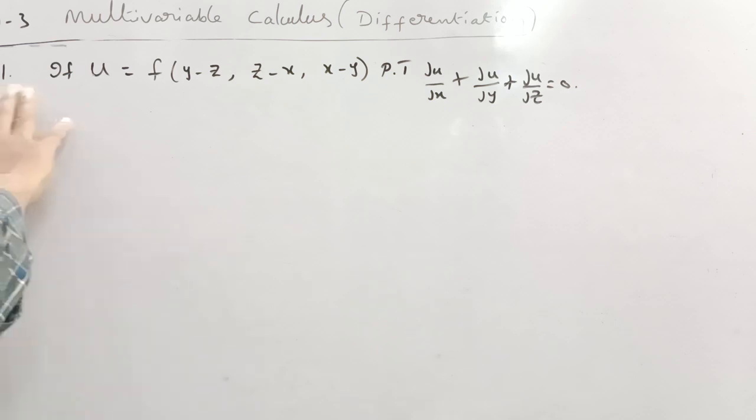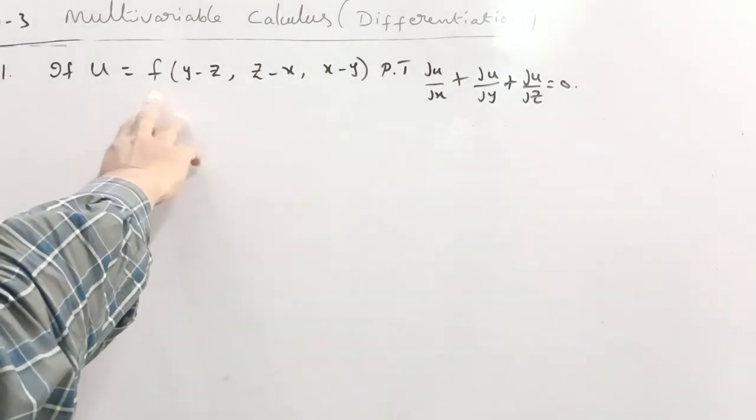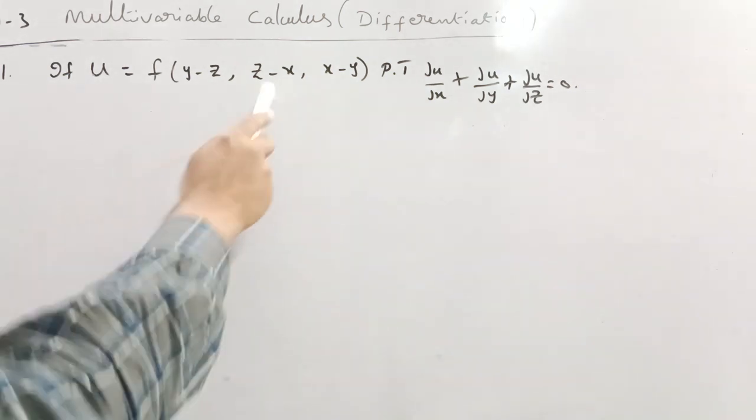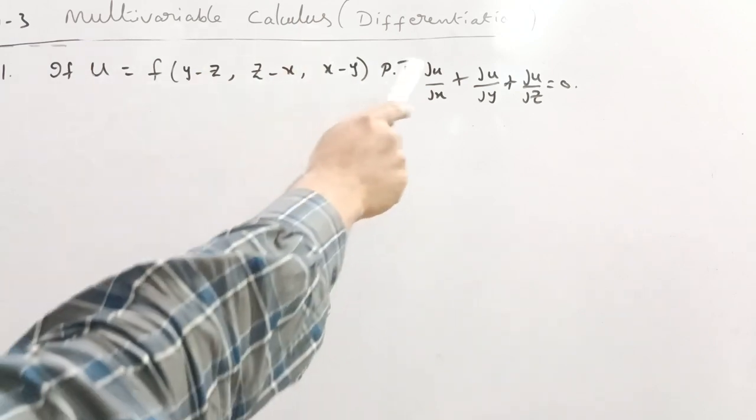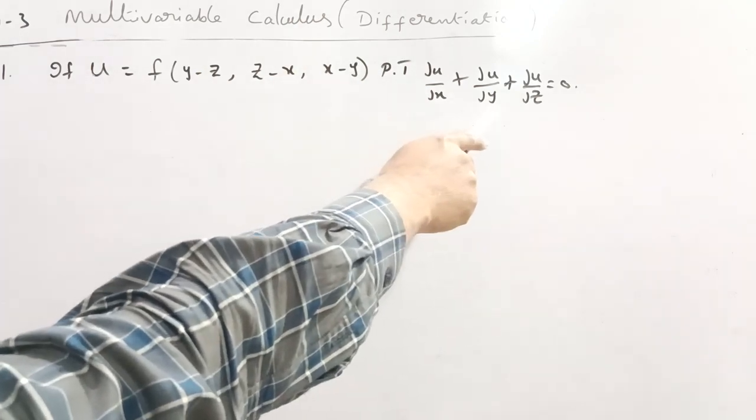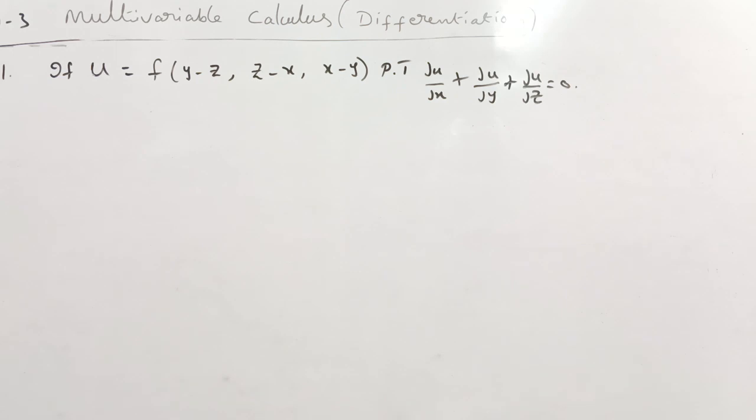See here what is given. If u is equal to f of (y minus z, z minus x, x minus y), then prove that ∂u/∂x plus ∂u/∂y plus ∂u/∂z is equal to 0. This is what is being asked. So how do we solve this type of problem when chain rule problems are given?